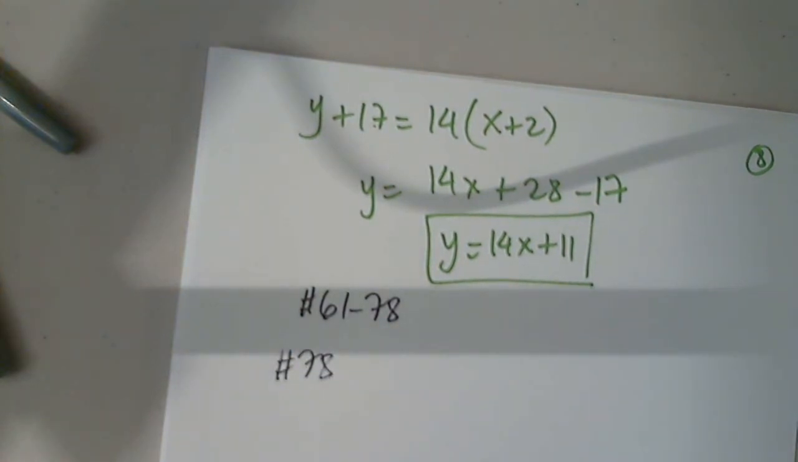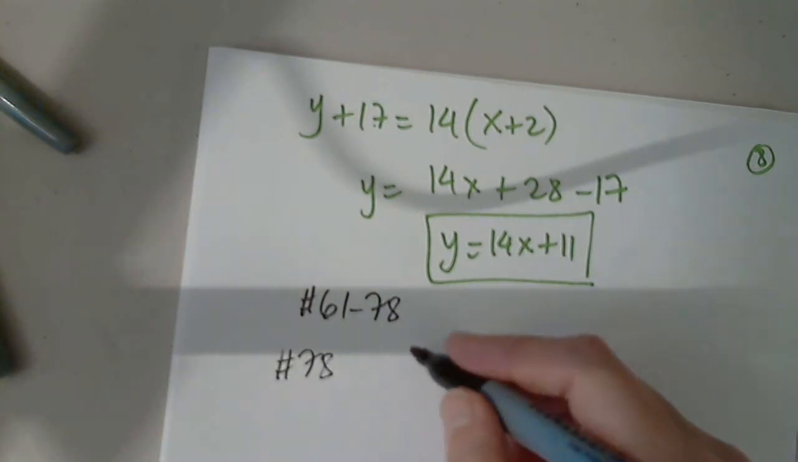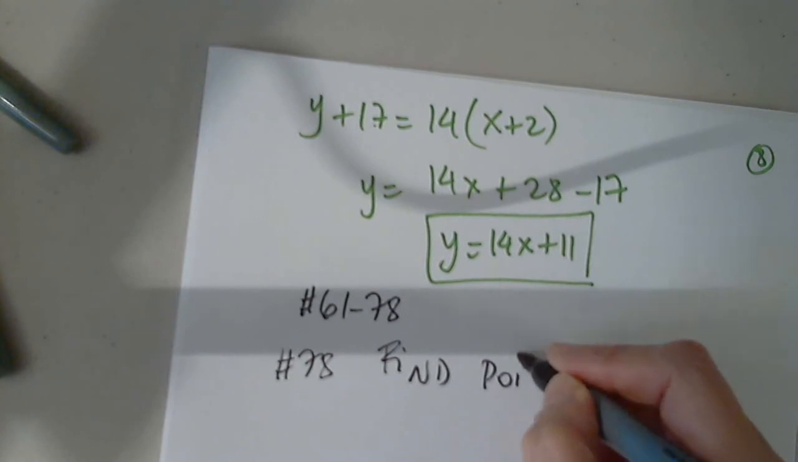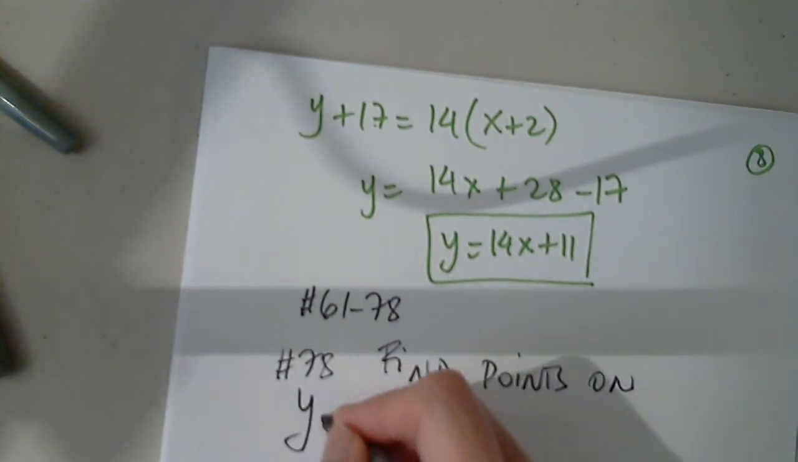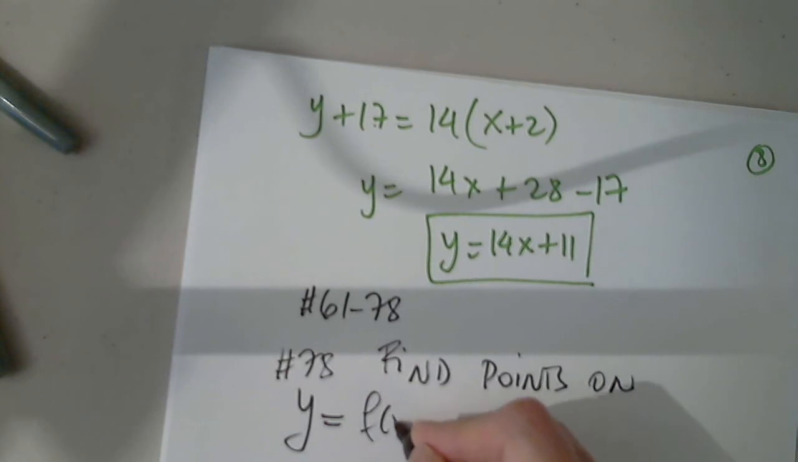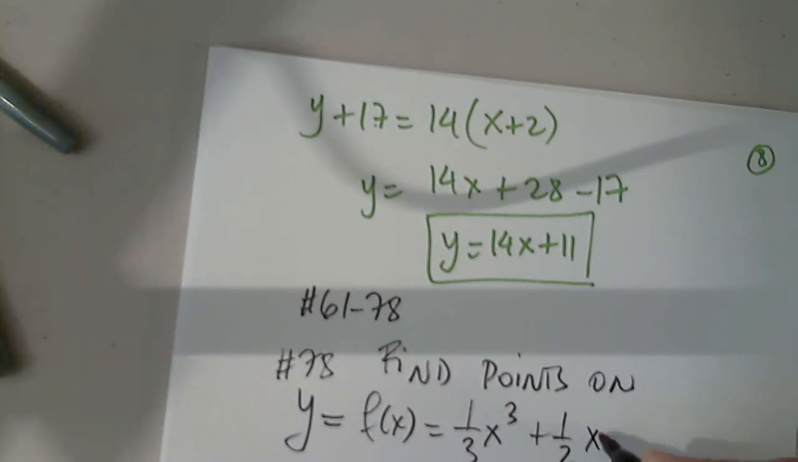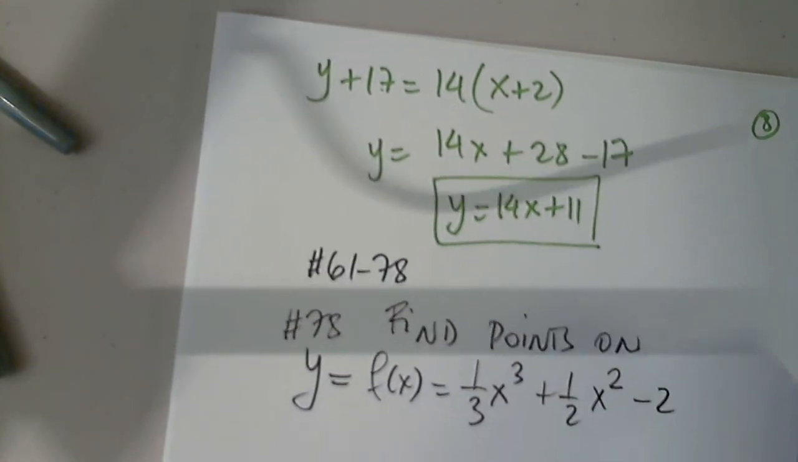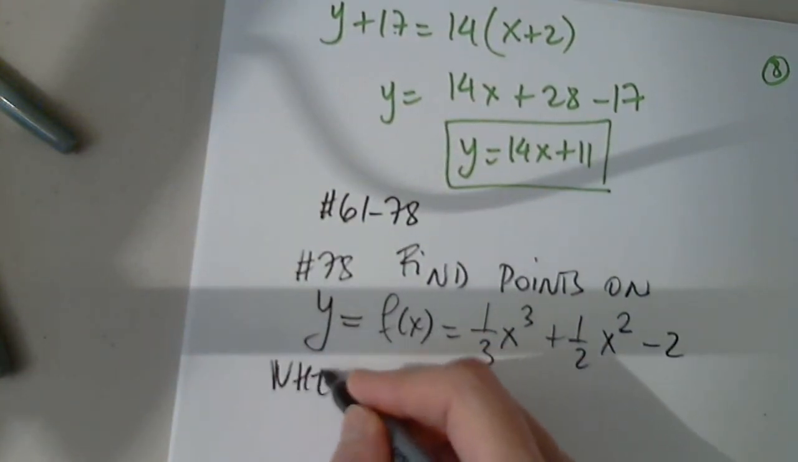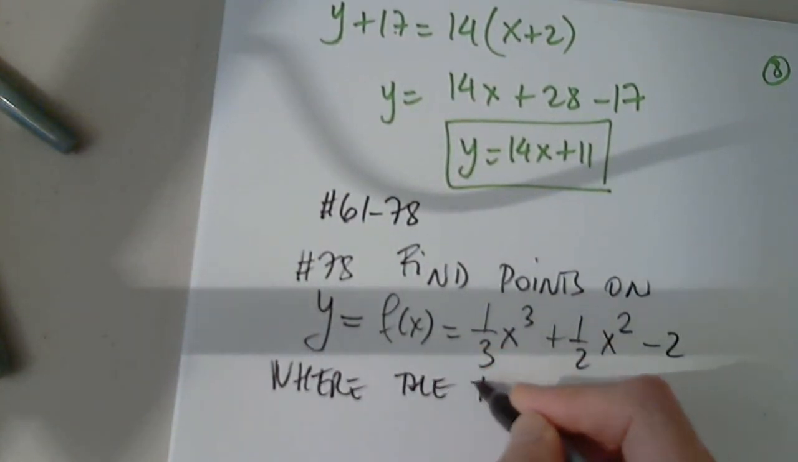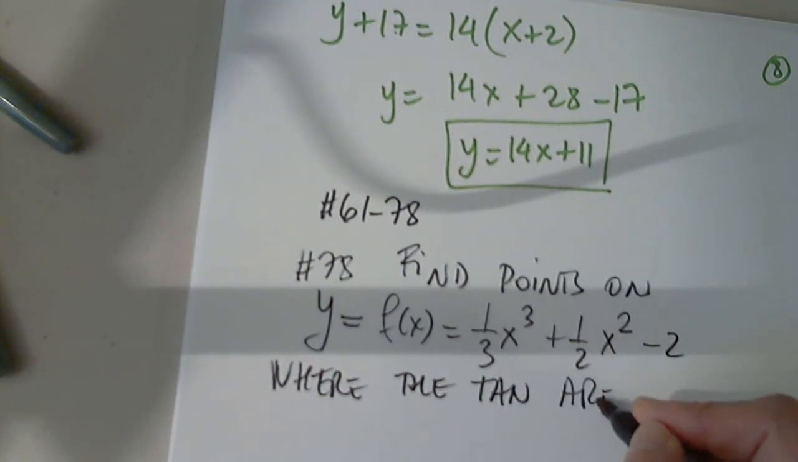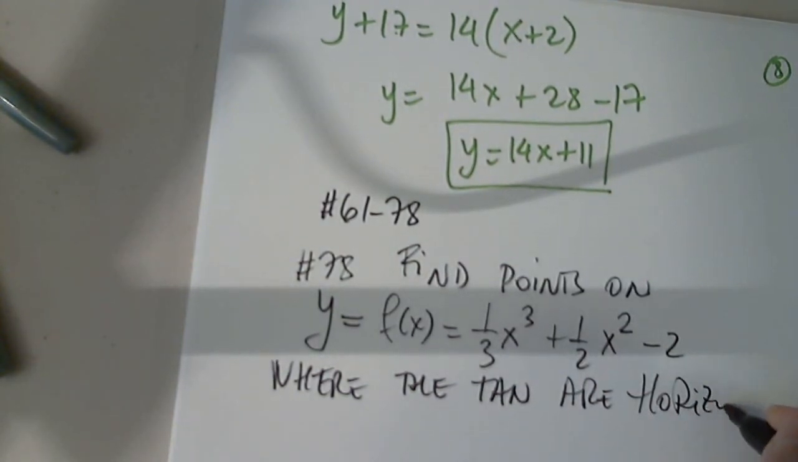In 78, we are asked to find the points on the graph at which the tangent line is horizontal. Find points on y equals, or f of x equals, same thing, 1/3 x to the third plus 1/2 x squared minus 2, where the tangents are horizontal, or if you want, horizontal lines.